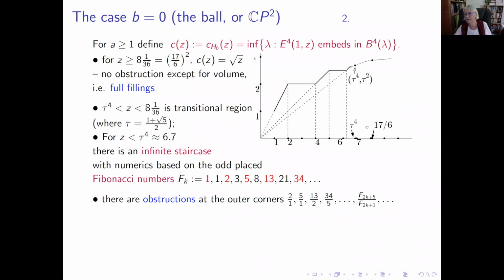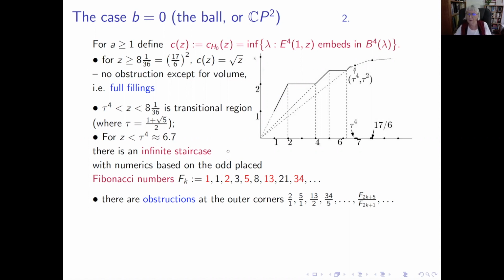The transitional region is in between 2 to the 4th and 17/6, where it's not necessarily equal to the volume. And then when Z is less than 2 to the 4th, you get this infinite staircase. It starts at 1, and it goes up to 2 along this line through the origin, then it goes horizontally, and this is on the volume curve. This is a bad figure, I'm sorry to say, because I drew it. And then it goes along this line, again through the origin, up to (5, 2.5), then it goes along straight till it hits the volume, and then it goes up and along and up and along, and the numerics are just governed by the Fibonacci numbers.